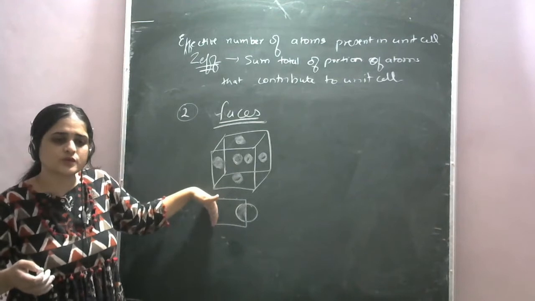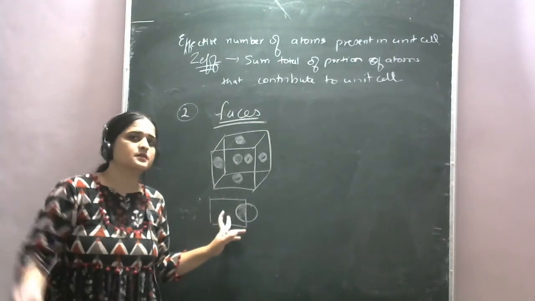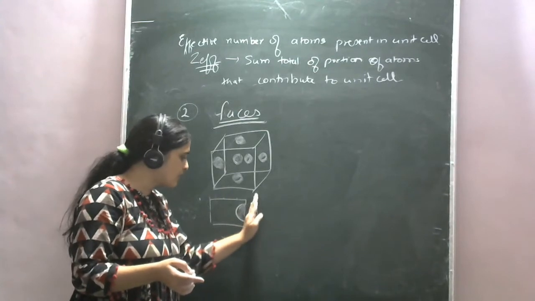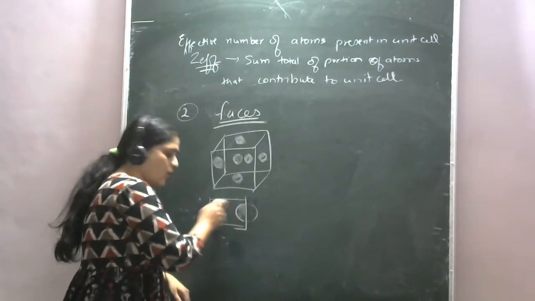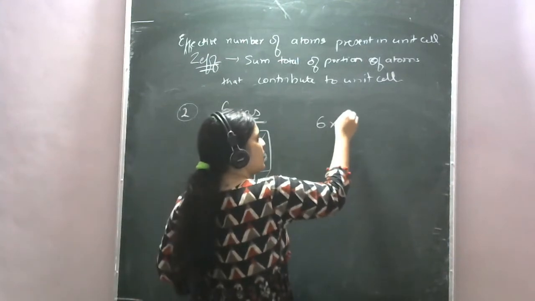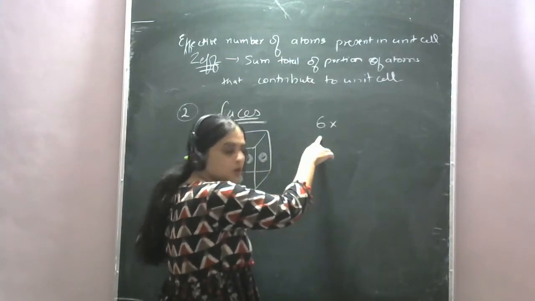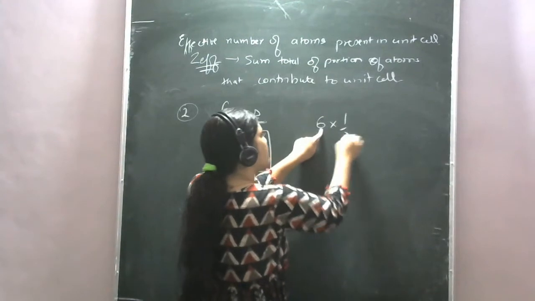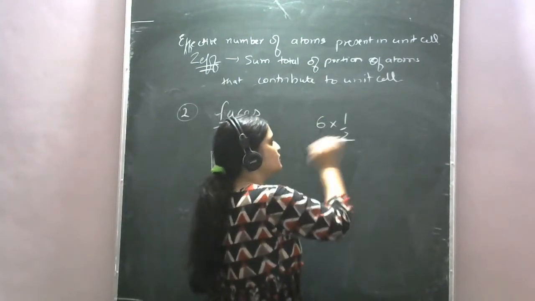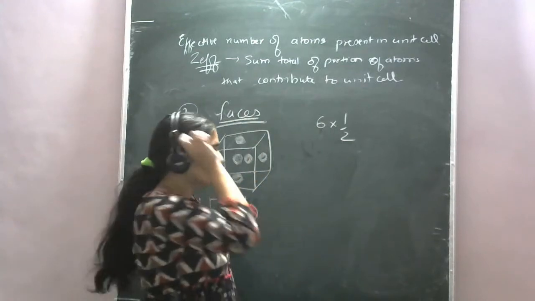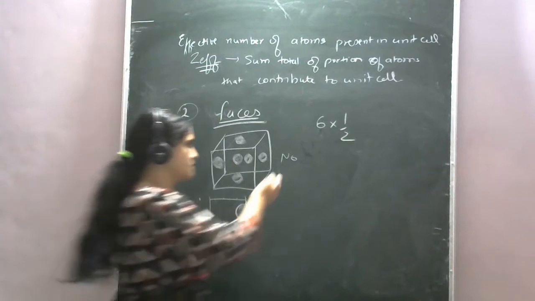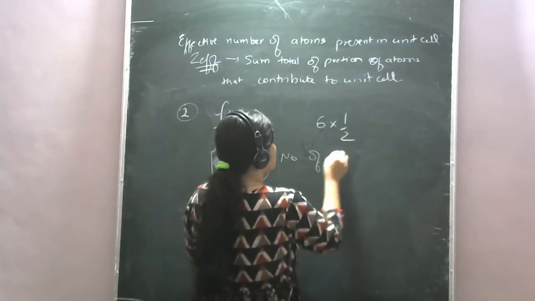Actually belongs to the unit cell, meaning atoms which are present at the faces are shared by 2 unit cells, so that means only half part of the atom belongs to the unit cell. So there are 6 faces and therefore 6 atoms, but of those 6 atoms only half belongs to the unit cell, so it will become 6 into half, right? But when you have to generally calculate the number of atoms present at the faces you can go for the formula.